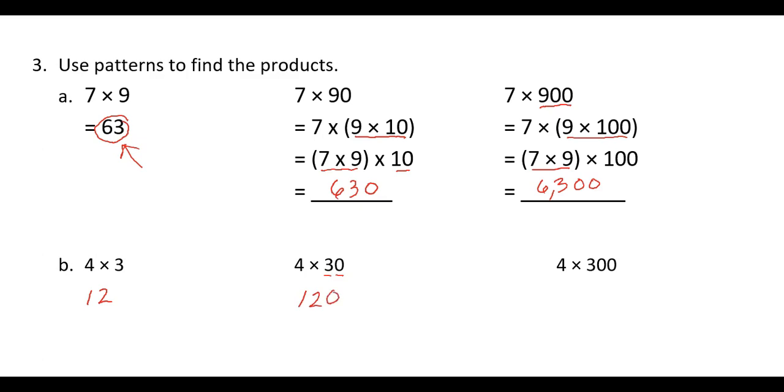And then the last part of the problem, 4 times 300 is the same as 4 times 3 times 100. 4 times 3 is 12. 12 times 100 moves everything over 2 places. So the answer is 1,200. So again, it's fine in this section if the students do this mentally, if they don't need to follow all of the steps in example A.